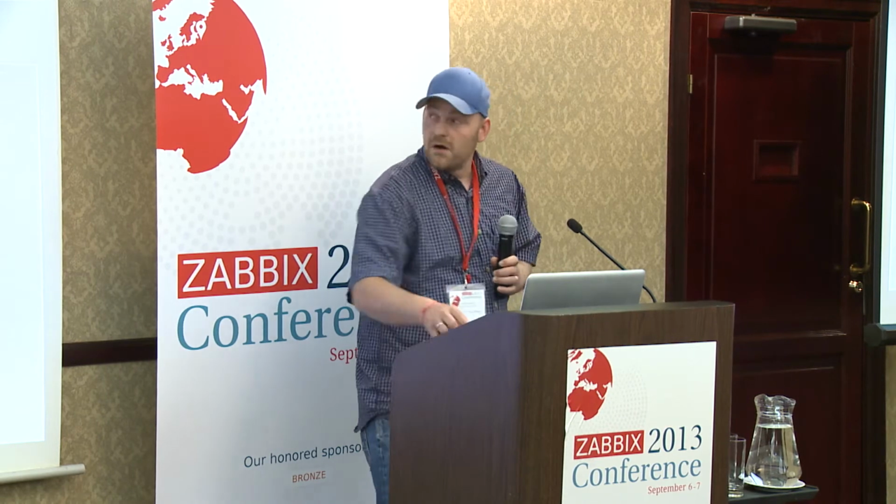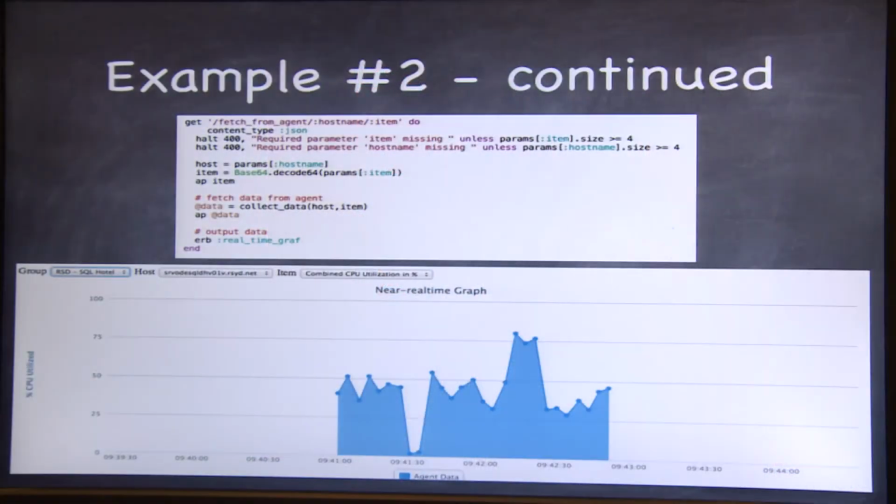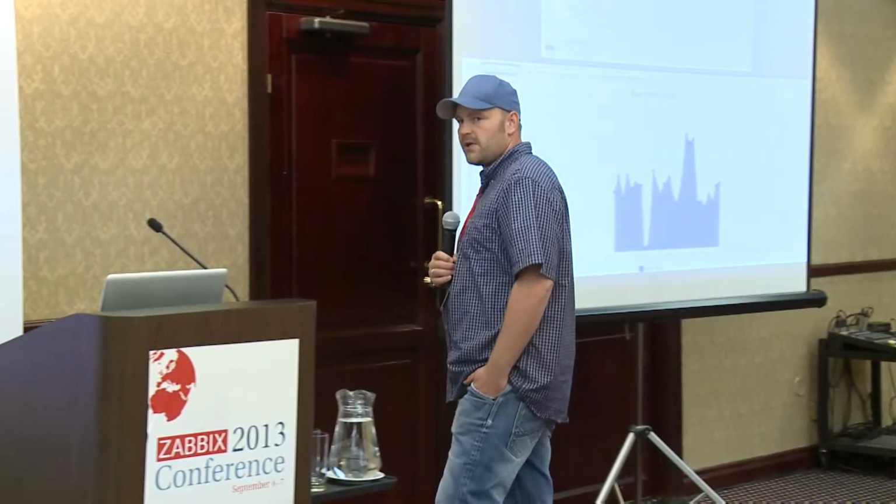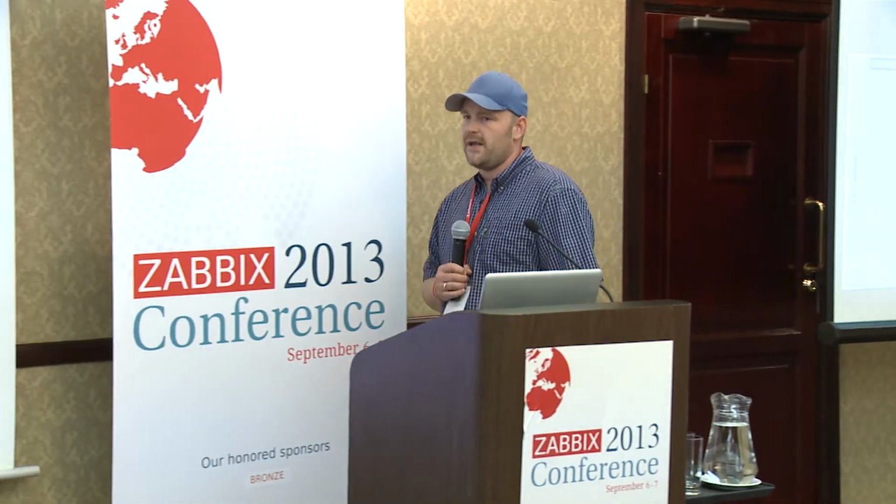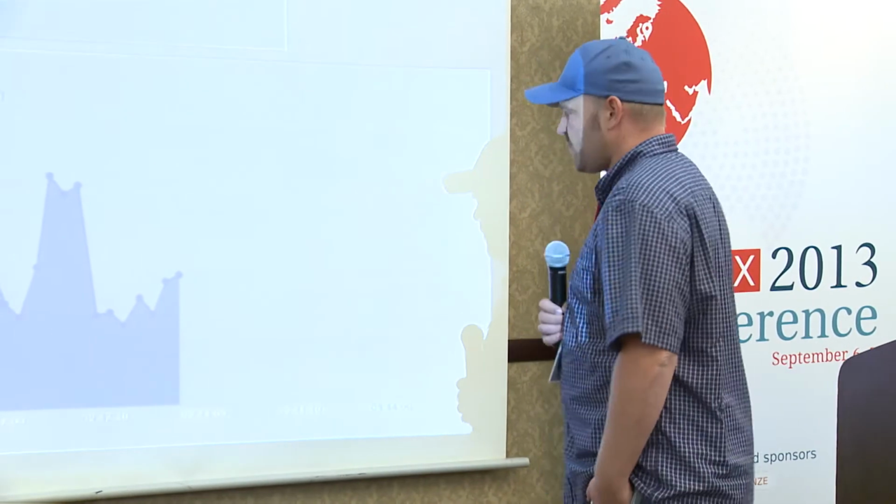A small snippet of our Sinatra-powered REST API. We take some input, collect data. The collect data method actually just connects to the agent and asks for whatever data we want. This naturally only works for numerical items, so we filter away any item that's not numerical in the drop-down list. And it produces rather nice graphs, which you can format in different ways.